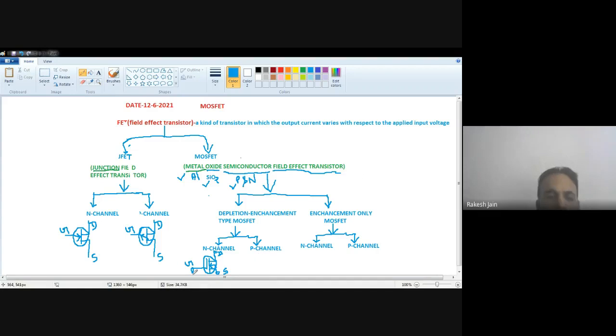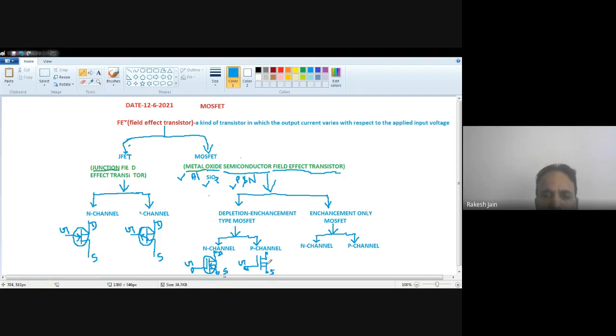Now the second one is the P channel depletion enhancement type MOSFET. In the case of P channel depletion enhancement type MOSFET, the arrowhead is only opposite, otherwise the same. A gate terminal is taken out. From the upper terminal, drain will be taken out, and from the lower terminal, source terminal will be taken out.